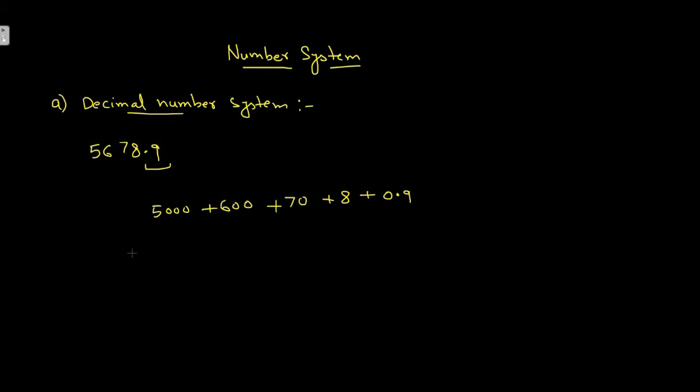Or it can also be written as 5678.9 with suffix 10. Suffix 10 means it is a decimal number. Okay, this is called the base or radix.